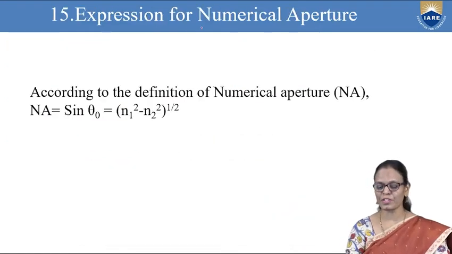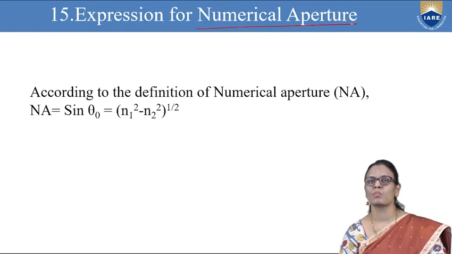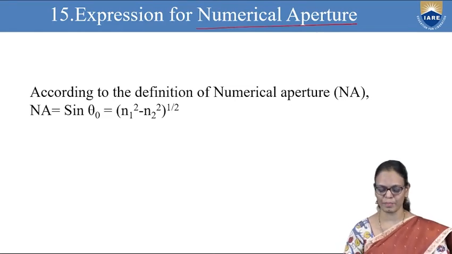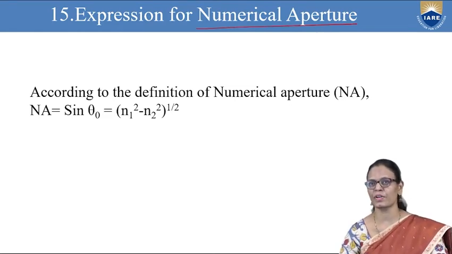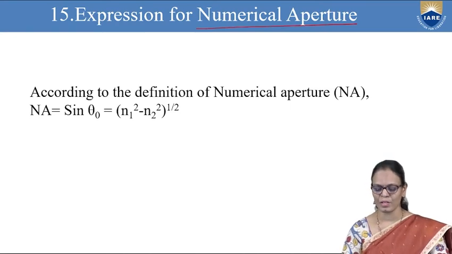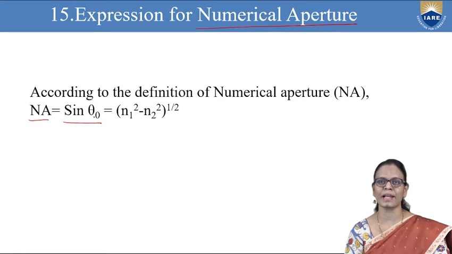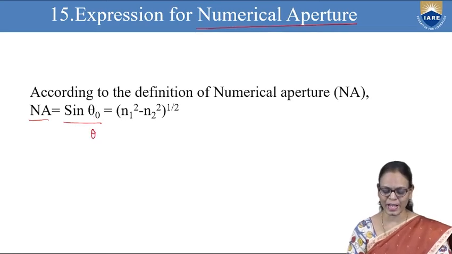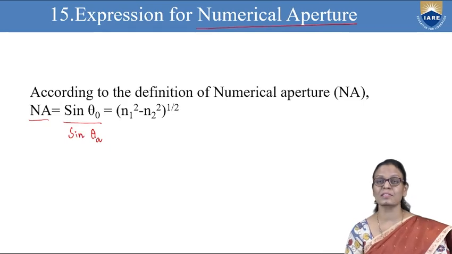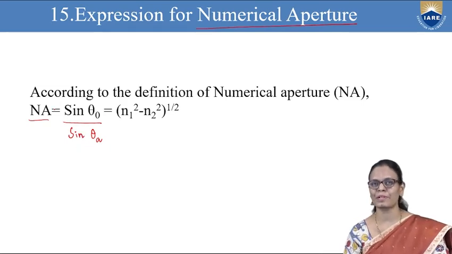Now give the expression for numerical aperture. What is the expression for numerical aperture? We should have defined it; we are going to define the numerical aperture also. So the expression is NA is equal to sine theta naught or sine theta A. Sometimes we write the acceptance angle as theta A. Sine of the acceptance angle gives us the numerical aperture.